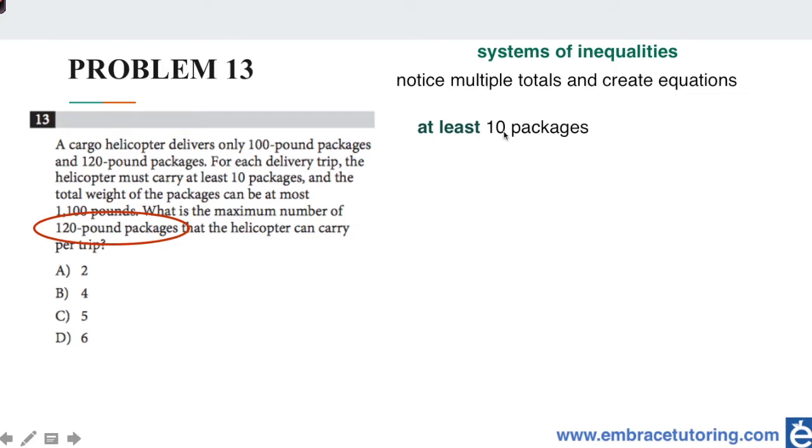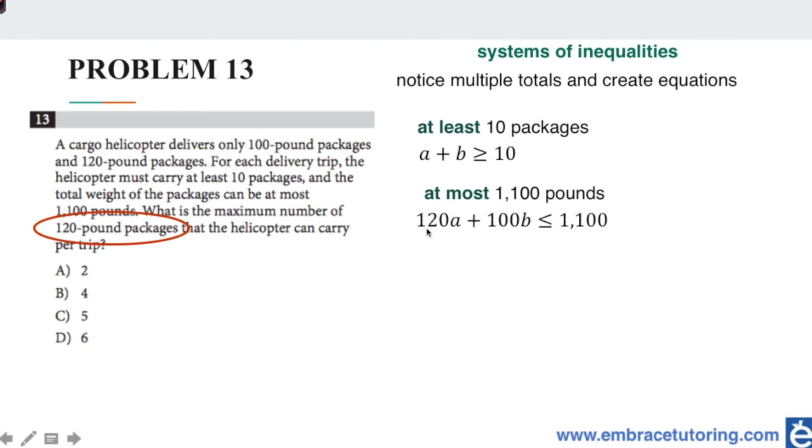The first is the at least 10 packages equation. Well, at least means that it needs to be greater than or equal to 10. The A and B in this case, and you can either do X or Y, A and B, or any other two variables that you choose, I'm just signifying these as the two units because I have two different types of packages. My at most 1,100 pounds equation is going to then be represented as 120A plus 100B is less than or equal to 1,100. The less than sign is coming from the fact that it says at most.